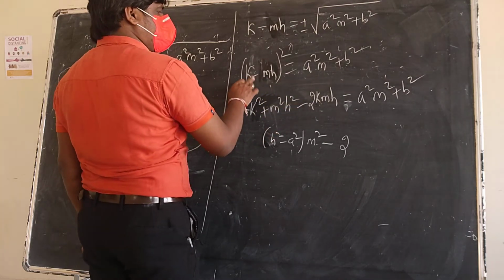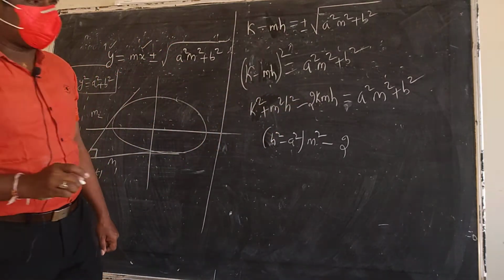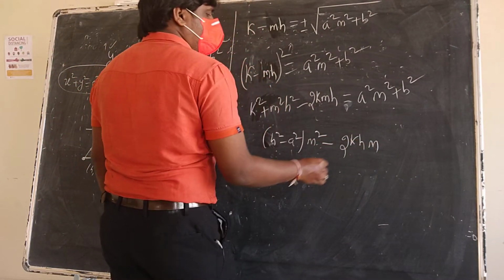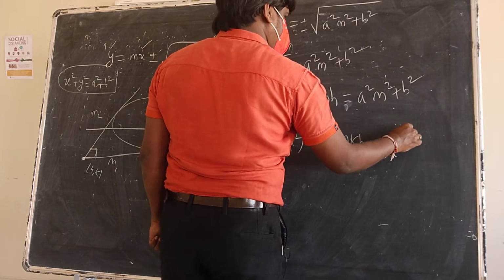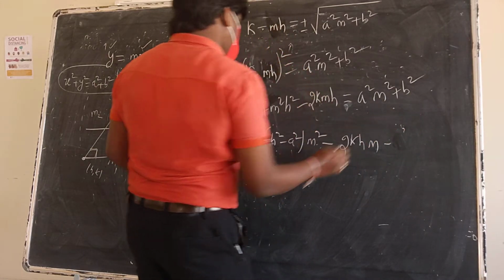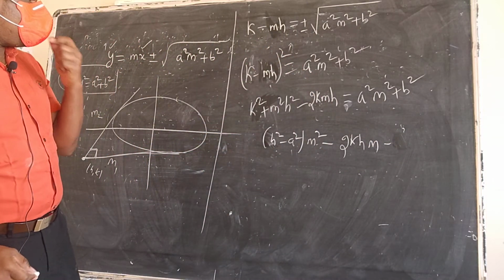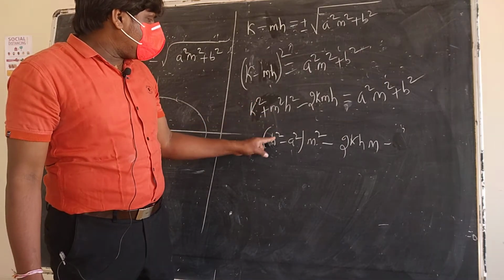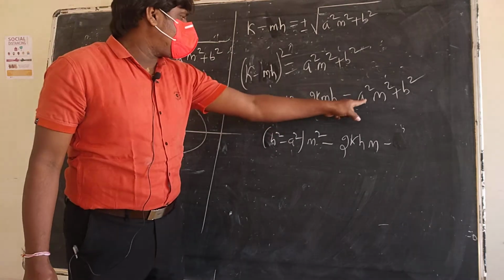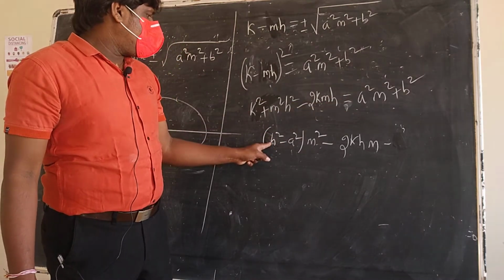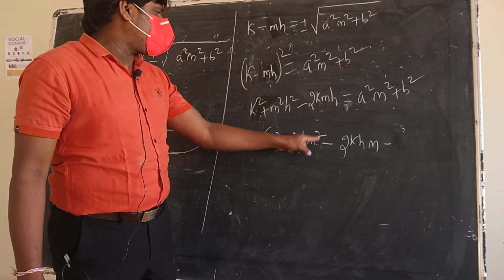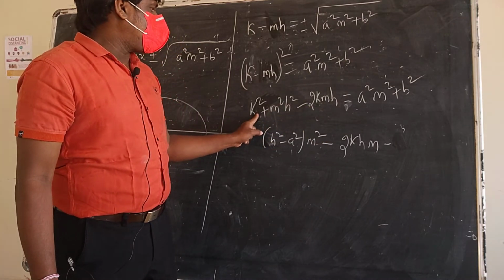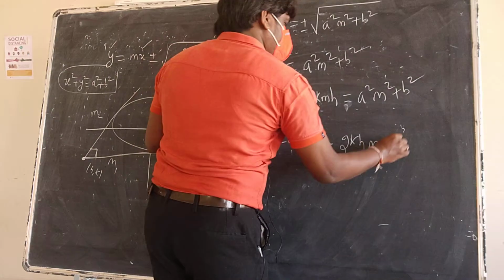Okay, 2kmh, 2kmh minus a square minus what is left here? Did you understand what I said? Here I get h square m square and here a square. h square minus a square into m square minus 2kmh, and this is equal to, I get plus k square minus b square, equal to 0, right?